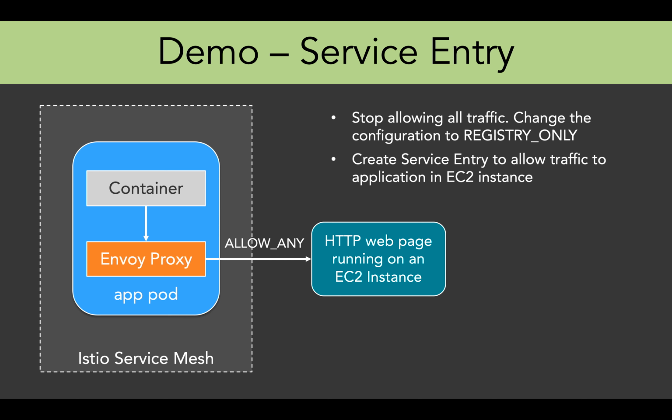So that's all about service entry. Let me repeat. The first thing is that the proxy allows all outgoing traffic using the mode ALLOW_ANY in the Istio config map. So you have to stop it by changing the mode to REGISTRY_ONLY. I have mentioned the command which you use to do the same. Then we create service entries to allow traffic to external applications. I have used a basic HTTP web page on an EC2 instance. You can use any other database application also, or any other web service for that matter.